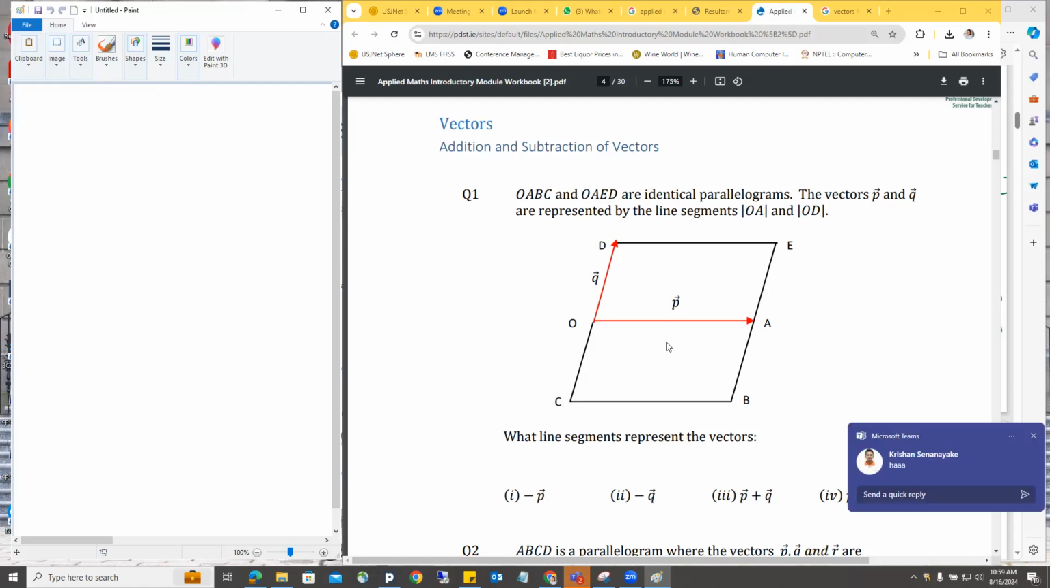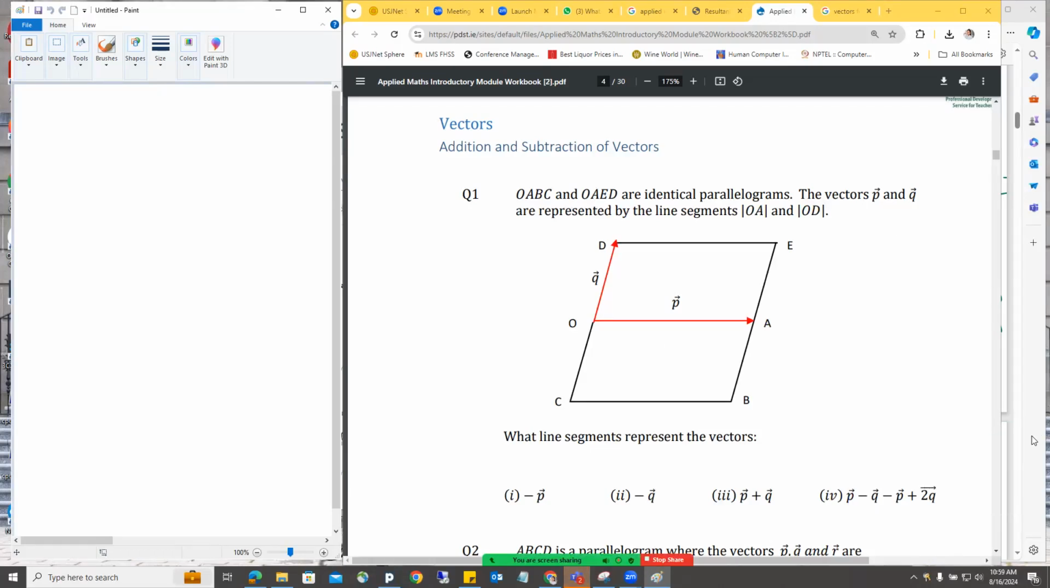Were you able to figure it out? Is the first one minus AO? So here what they are saying is OABC and OAED are identical parallelograms. The vectors P and Q are represented by... If I draw what they have mentioned, we have the two parallelograms like this.